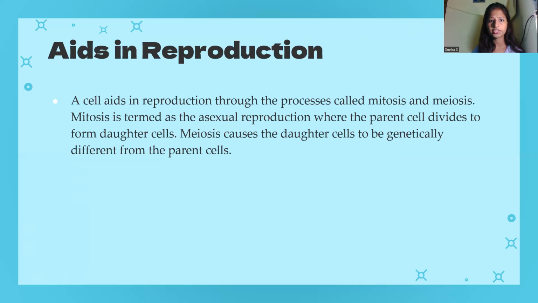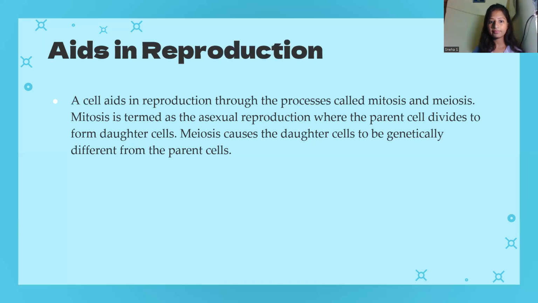Aids in reproduction. Aids means helps. When I told you about cell growth, we got to know that the cell is divided into two. So how is it helping in reproduction? This reproduction can be done by two processes.